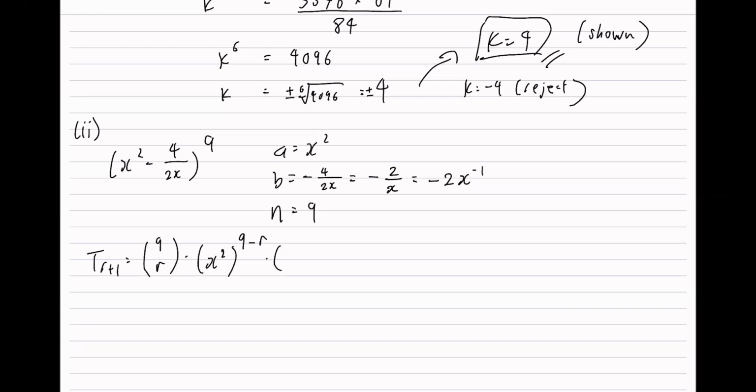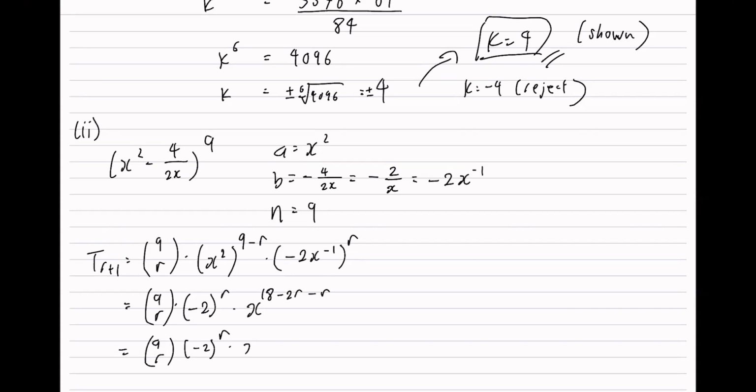B, which is minus 2x to the power of negative 1 r to the power of r. Exactly. Good. Okay, then now we try to find the coefficient. So 9 choose r times negative 2 power r times x power, what do we get? Times x power 2 times 9 minus r is 18 minus 2r. And then negative 1 times r, so negative r. Simplify a bit more: 9 choose r, negative 2 power r times x power 18 minus 3r. Good.